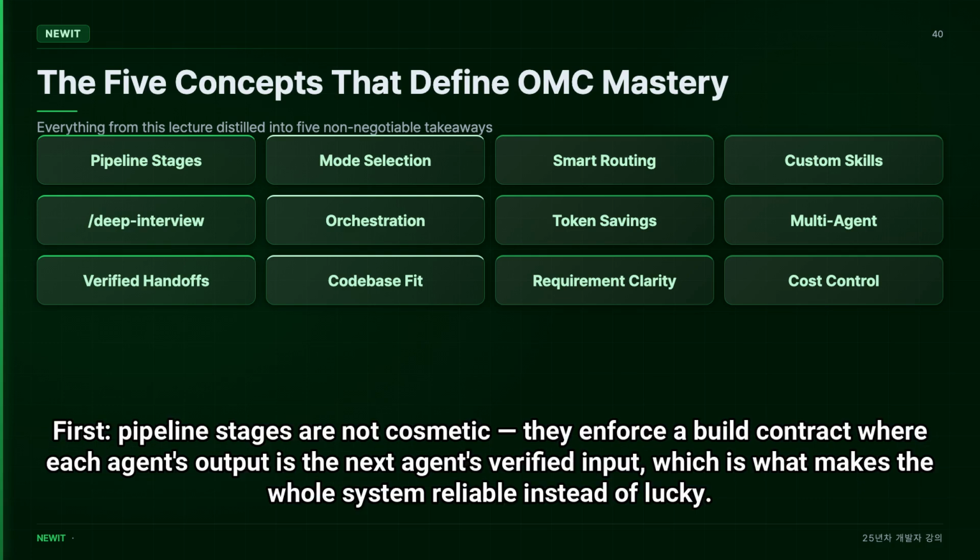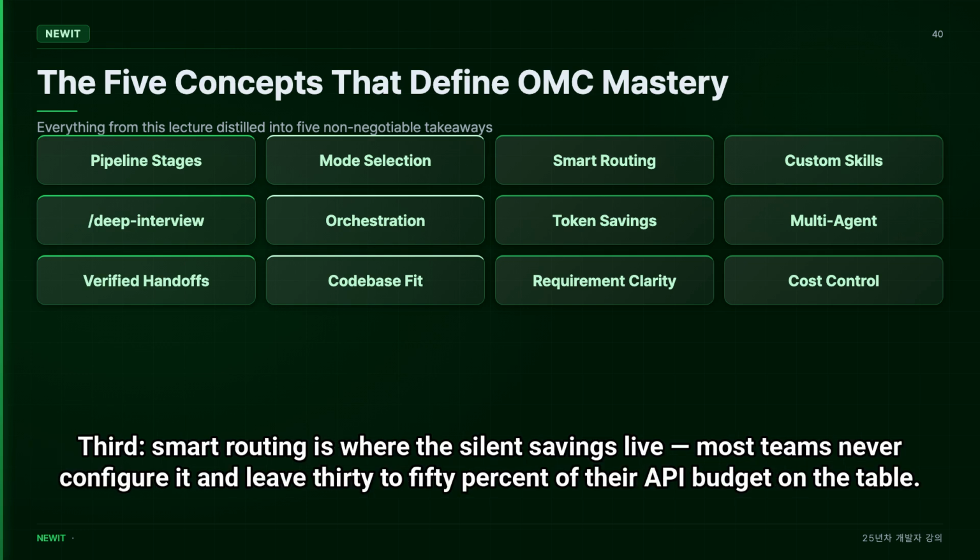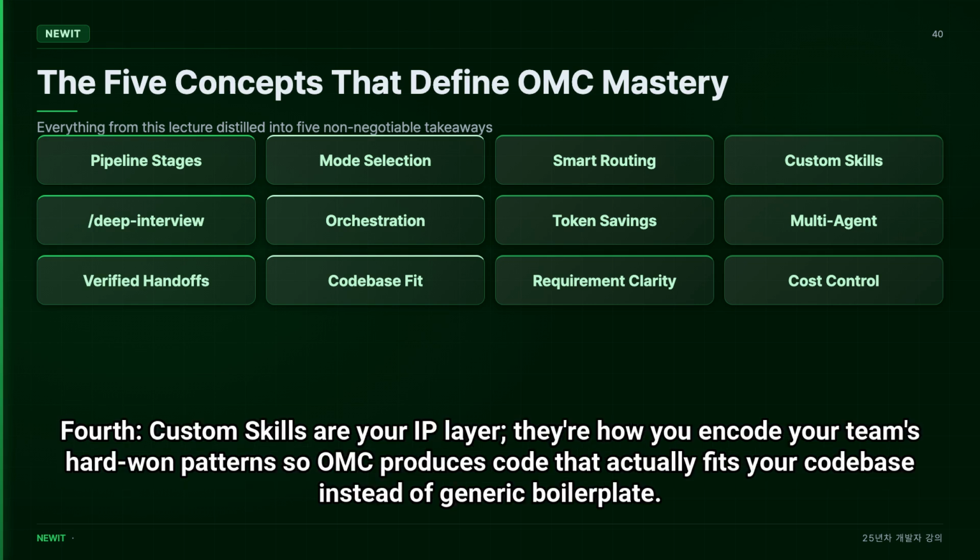First, pipeline stages are not cosmetic. They enforce a build contract where each agent's output is the next agent's verified input, which is what makes the whole system reliable instead of lucky. Second, orchestration mode selection is a skill in itself. Picking the wrong mode is the most common source of wasted tokens and wasted time. Third, smart routing is where the silent savings live. Most teams never configure it and leave 30 to 50% of their API budget on the table.